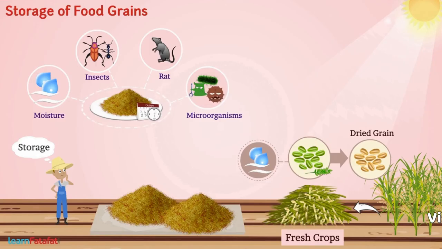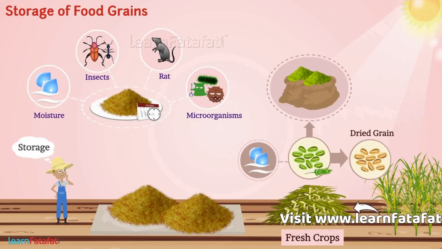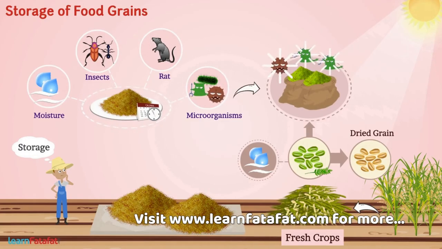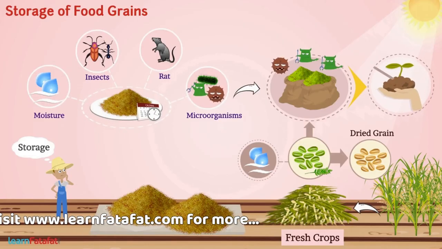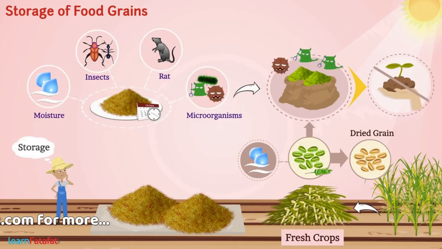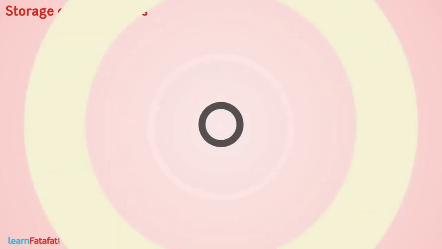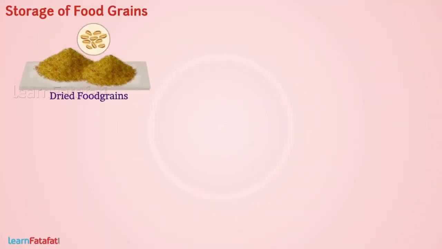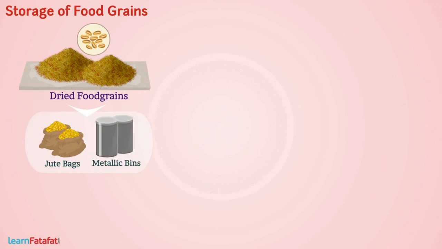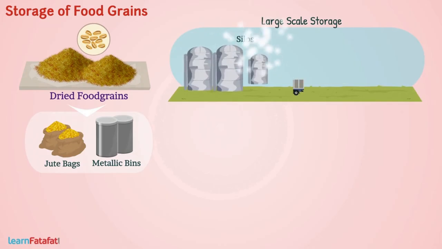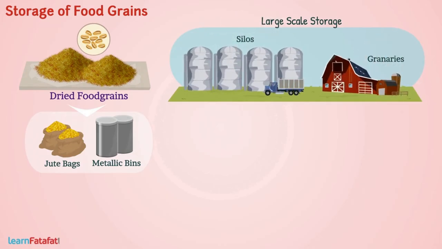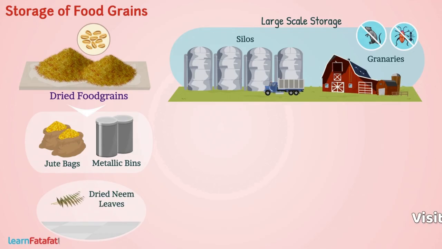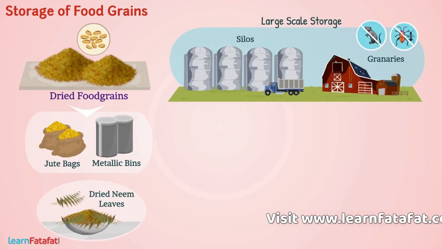If stored without drying, microorganisms may attack them and these may lose their germination capacity. Generally, dried food grains are stored in jute bags or metallic bins. But for large-scale storage, silos and granaries are preferred, where there is good protection from rats and other insects. At home, dried neem leaves are used to store food grains.